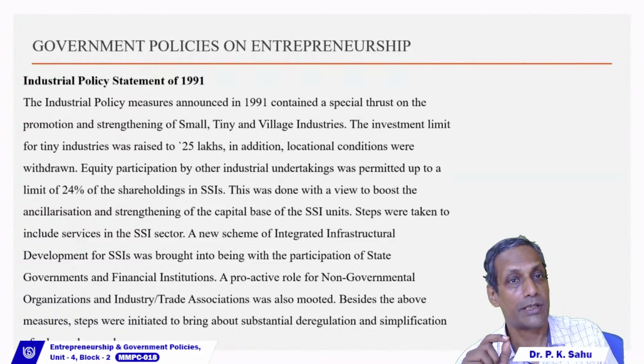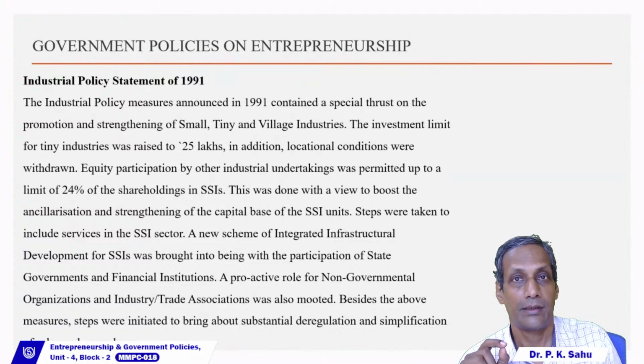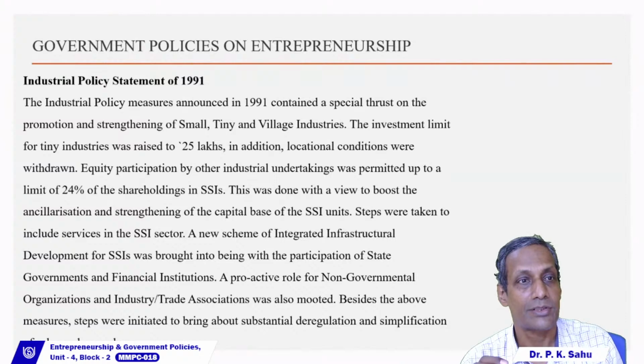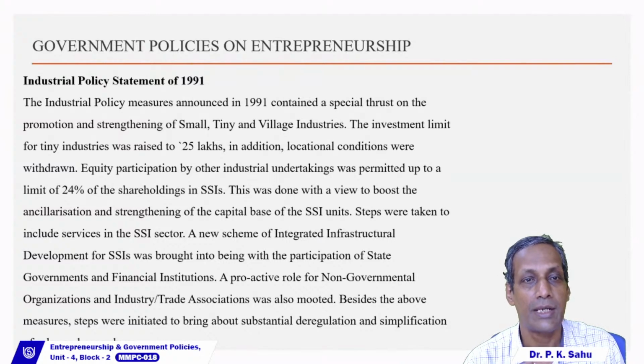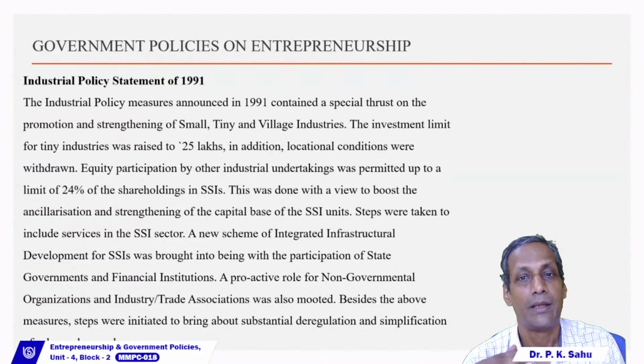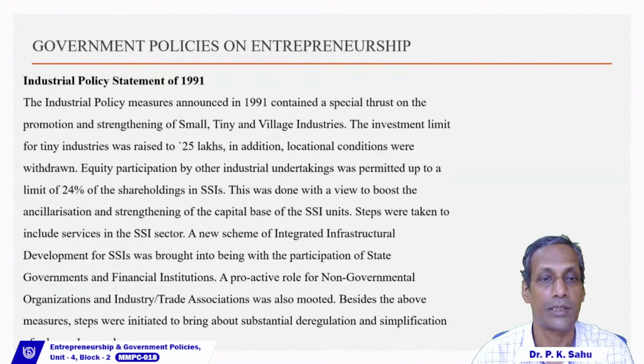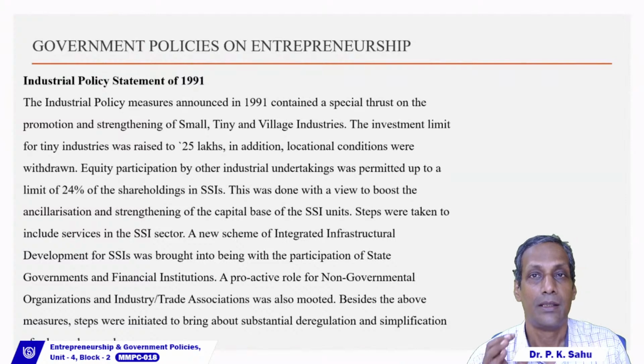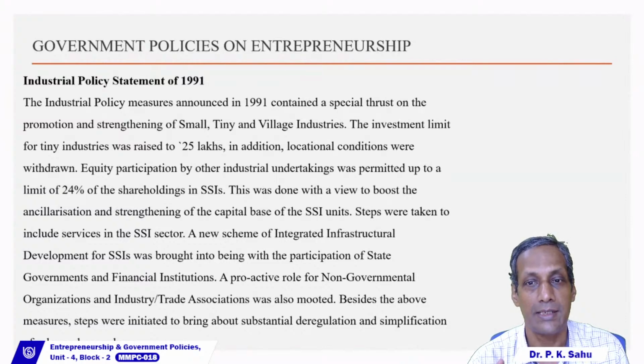The Industrial Policy Statement of 1991 was an important IPR because it contained a special thrust on the promotion and strengthening of the small, tiny and village industries. The investment limit for tiny industries was raised from 25 lakhs. In addition, local conditions were withdrawn. Equity participation by other industrial undertakings was permitted up to a limit of 24% of the shareholdings in SSIs. This was done with a view to boost the ancillarization and strengthening of the capital base of the SSI units.